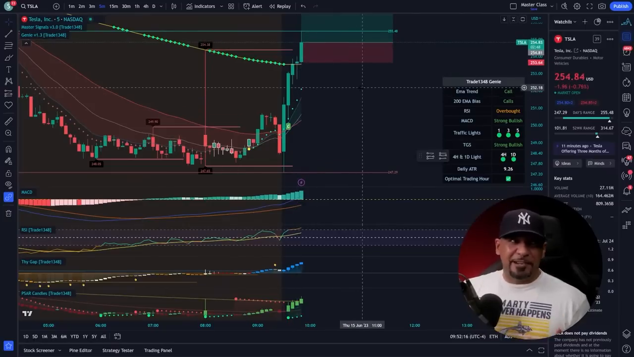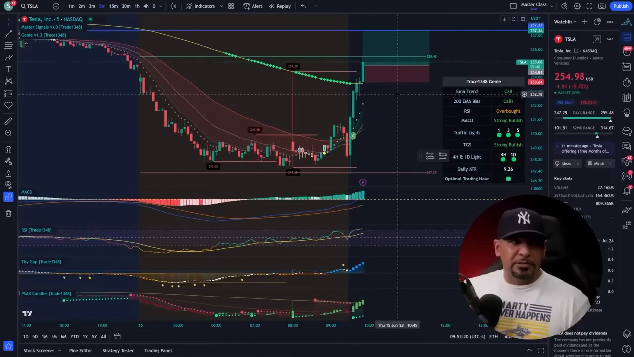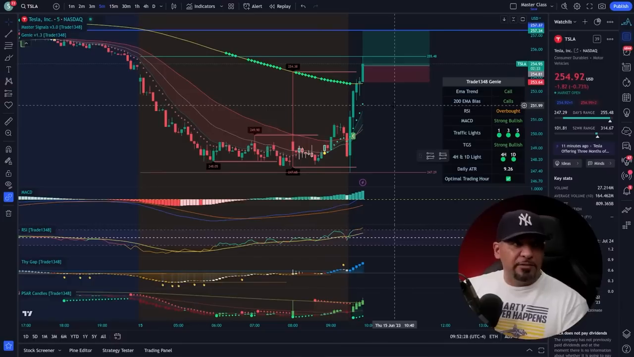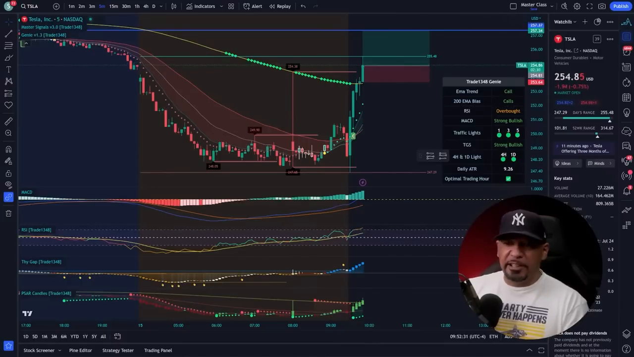So your risk is right at a very important level of support, okay? So let's just wait this out and see what we have, okay? Moving along, let's go ahead. Let's see if we have another trade coming in.